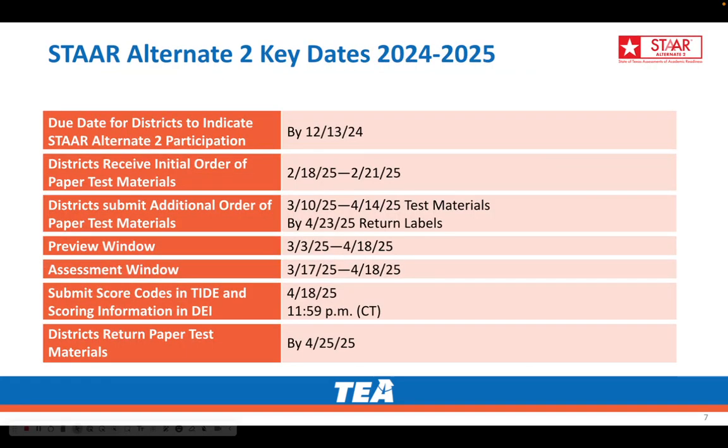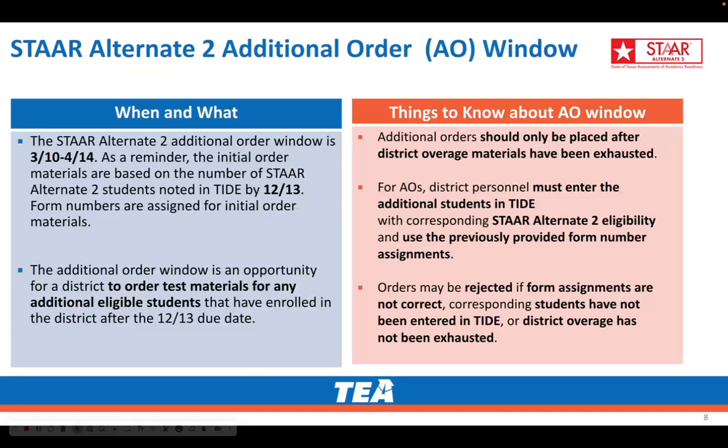The key dates for STAAR Alt 2. We will usually get our materials around spring break, and we get that out to your testing coordinators, and the assessment window is right after spring break. We can order additional materials if we have new students.